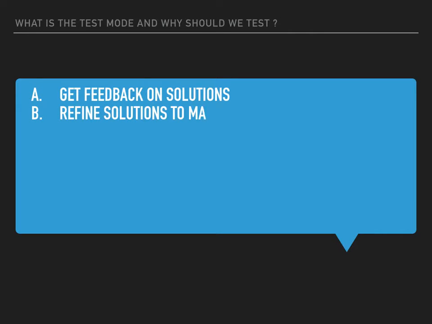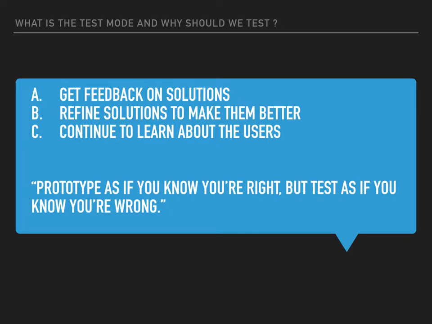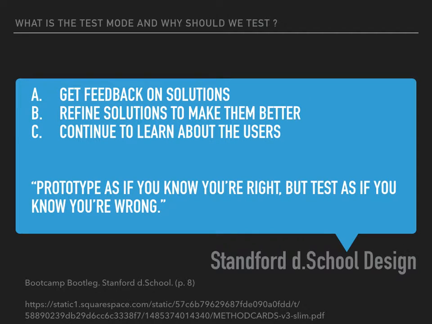So what is the test mode and why should we test? According to the Stanford D School, testing is the chance to get feedback on your solutions, refine solutions to make them better, and continue to learn about your users. The test mode is an iterative mode in which you place your low-resolution artifacts in the appropriate context of the user's life. As the Stanford D School says, prototype as if you know you're right, but test as if you know you're wrong.